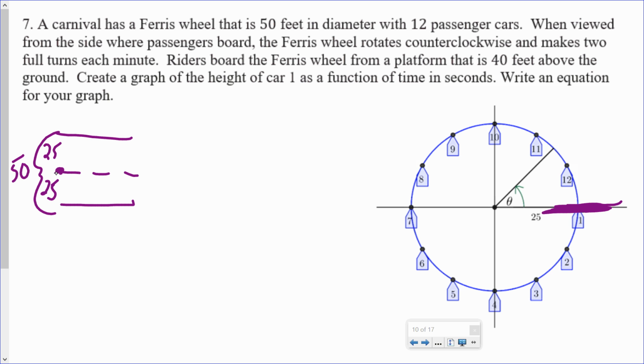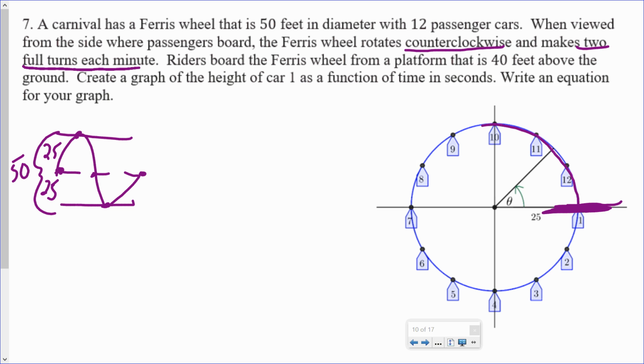Now it's rotating counterclockwise. If it's going counterclockwise, is it going up first or down first? Counterclockwise is this way, it's going up first. That makes it a positive sine. So I'm going to fill that in. Now it makes 2 full turns every minute.